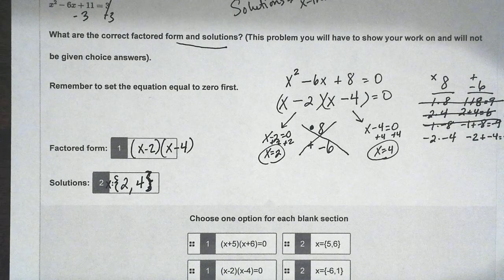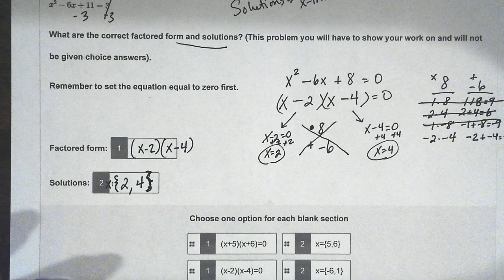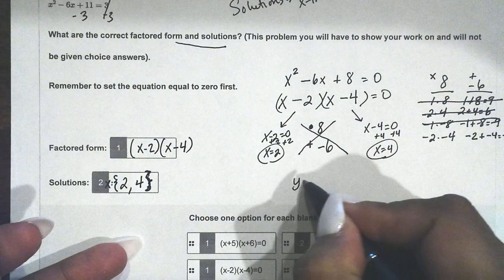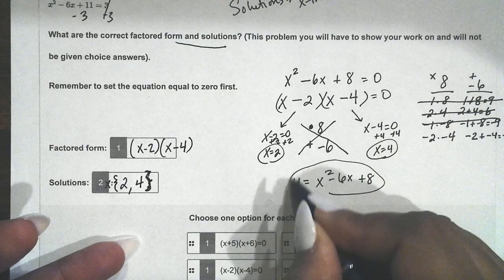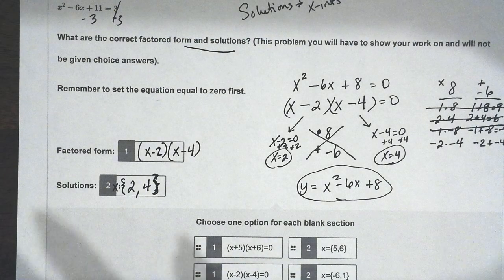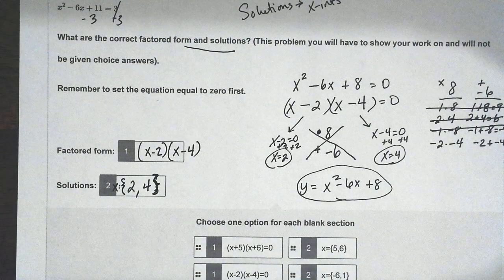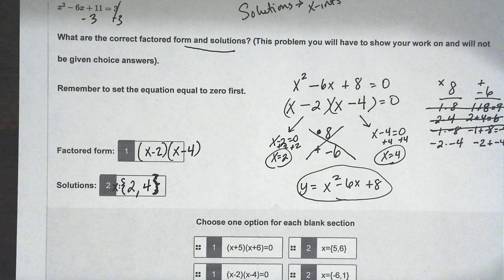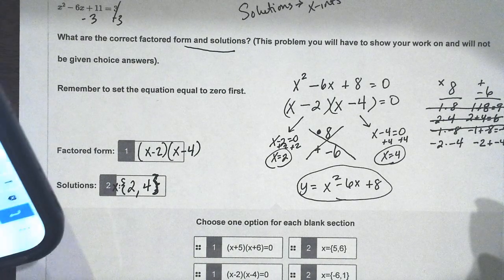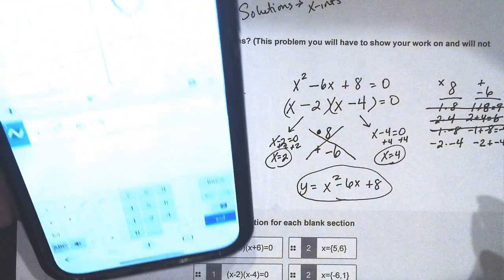Now, can I check this in Desmos? Like I said, yes you can. What I'm going to put in Desmos is the equation y equals x squared minus 6x plus 8 to check if my answers are correct. So let's go ahead and do that. X squared minus 6x and then plus 8. And again, Desmos is in your Schoology, on the first page. Scroll down and you'll see the Desmos calculator link.